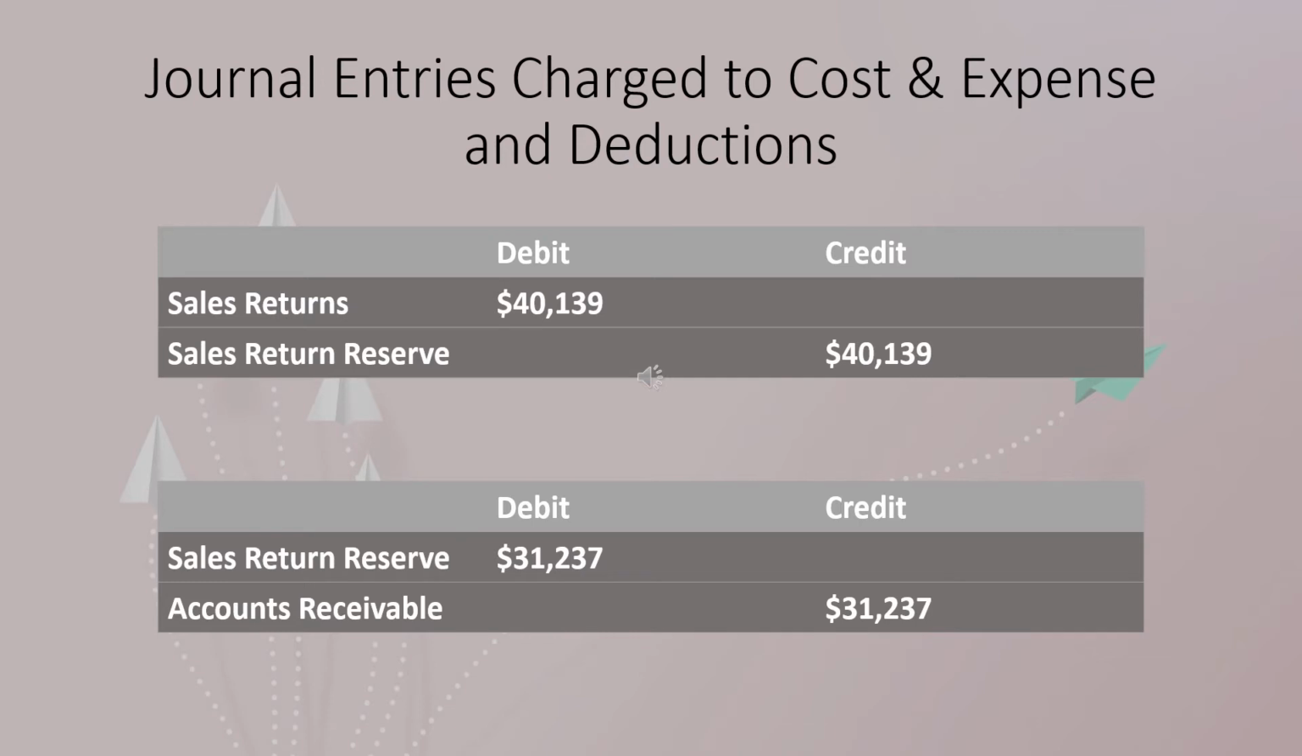And then because you are estimating the decrease of sales revenue, a credit, you debit sales returns, and then credit an allowance for sales returns, aka sales returns reserves.